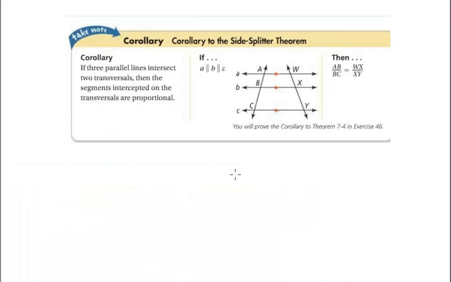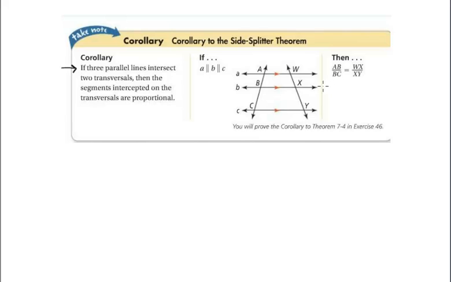Okay, I'll put number 3 up in a minute, but it is the corollary to the side splitter theorem. This is talking now of 3 parallel lines intersecting 2 transversals. Then the segments intercepted on the transversals are proportional. And it's not as complicated as it sounds.